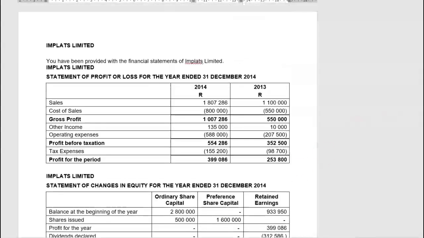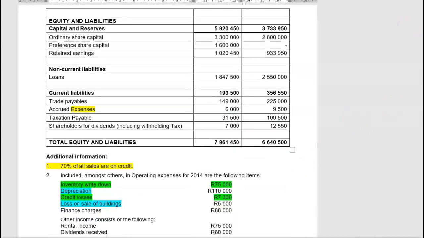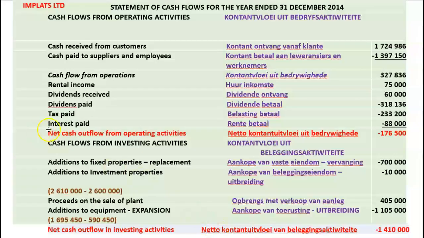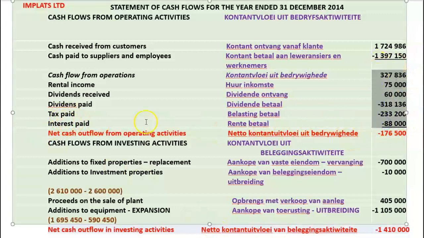Then finance charges. I think they gave it to us in the additional information as well. Finance charges, 88,000 Rand. So I can go and put that on the face. Interest paid, 88,000. Now when I actually add all those items together, I'm going to get to the net cash outflow from operating activities, 176,500.